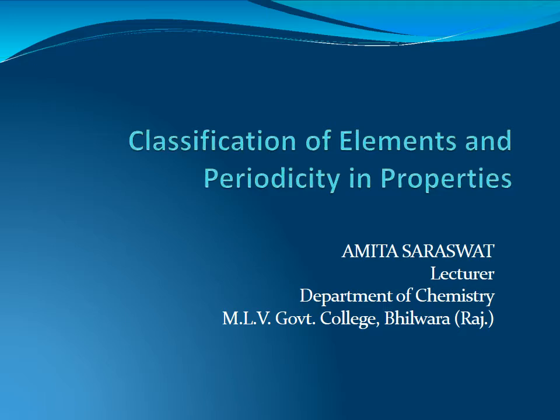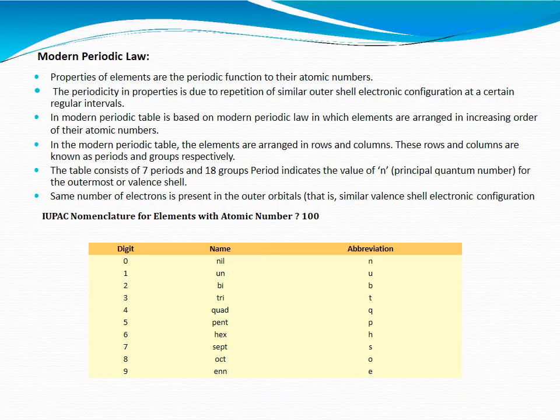Today we start the BSc first year class and my topic is classification of elements and periodic properties. We know about modern periodic law. Properties of elements are periodic function of their atomic numbers. The periodicity in properties is due to repetition of similar outer shell electronic configuration at certain regular intervals.